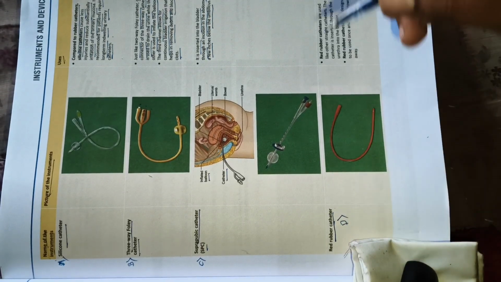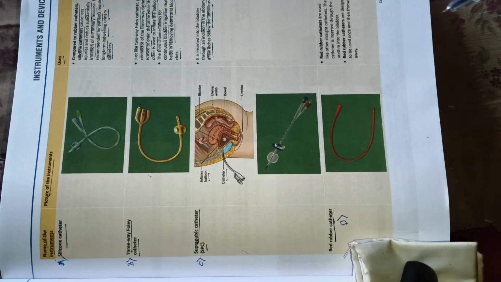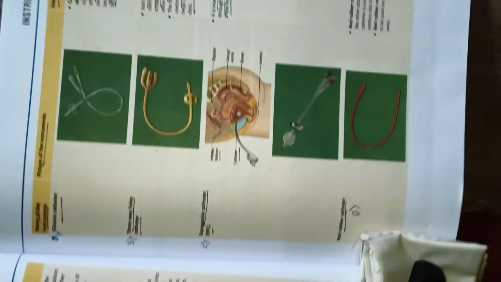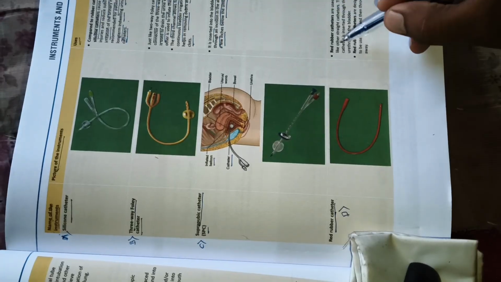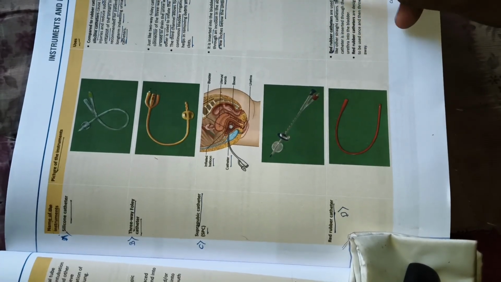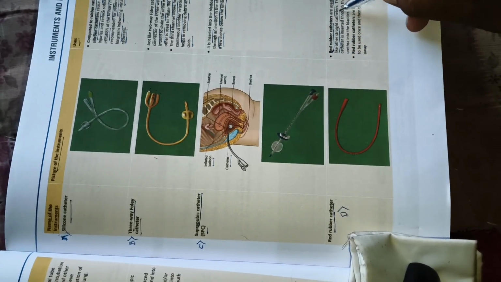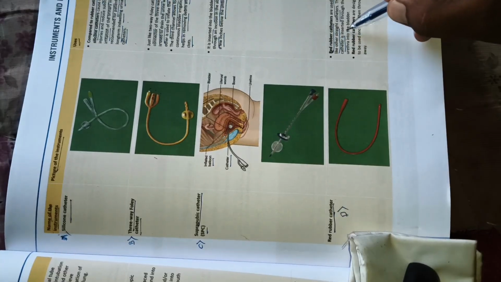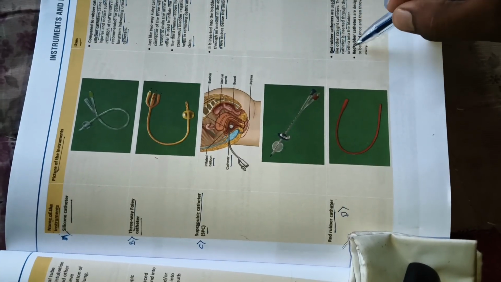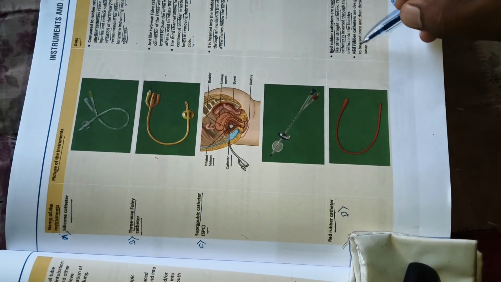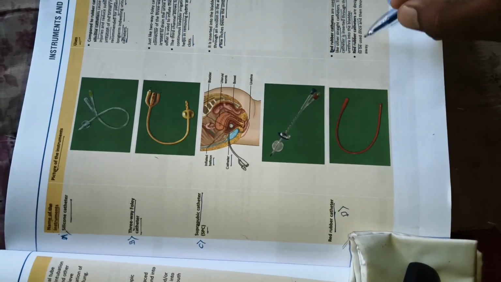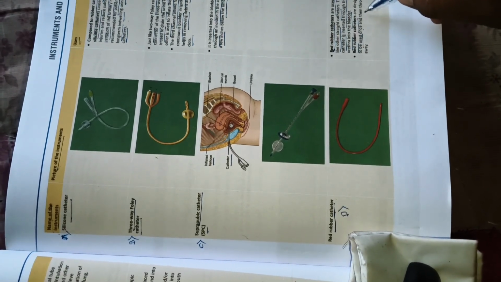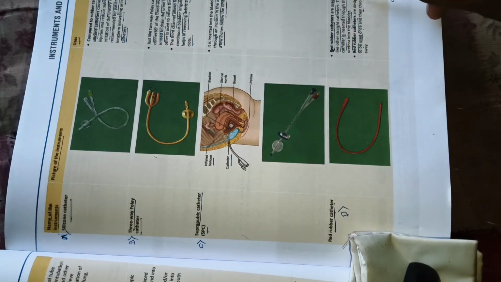Red rubber catheter. Red rubber catheter are used like other straight catheter. The catheter is inserted through the urethra into the bladder. Red rubber catheter are designed to be used once and then thrown away.